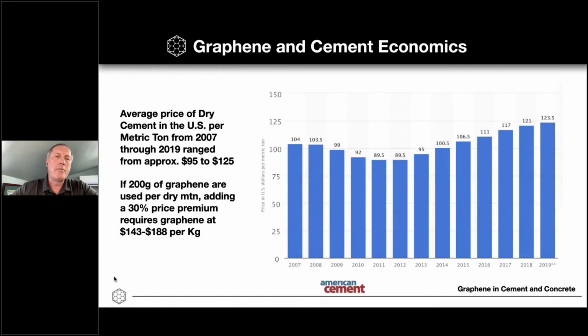Now, if we look at the economics of this, average price of dry cement in the US per metric ton is somewhere in the $95 to $125 range, using 200 grams of graphene per ton of cement, which is less than what it would be in the final concrete mixture, obviously. And let's assume, for argument's sake, you could get a 30% price premium for a specialist high-performance product. That makes graphene competitive at $143 to $188 per kilo, when in fact, the market price for the graphene that can be used in this application is more like in the $50 per kilo range, all the way down to as low as $20 per kilo. Being used in these small amounts makes it very competitive then for these applications.